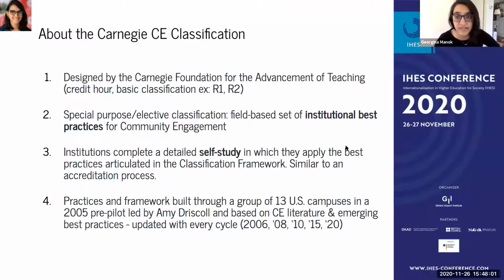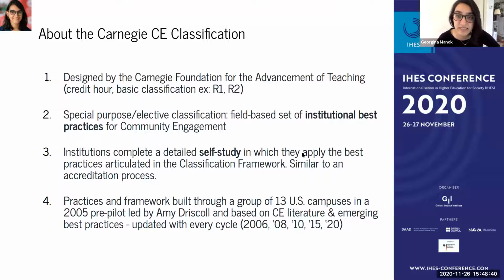So the Carnegie Classification, you might know about the Carnegie Foundation for the Advancement of Teaching. They've introduced the credit hour. They also have a basic classification of higher education institutions based on different characteristics like the type of educational programming or the type of research activity. In addition to this classification that the team at the Carnegie Foundation builds based on a national data set, they introduced a special purpose elective classification where campuses and institutions can voluntarily opt into being evaluated.